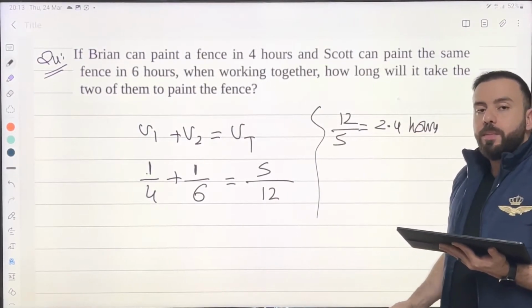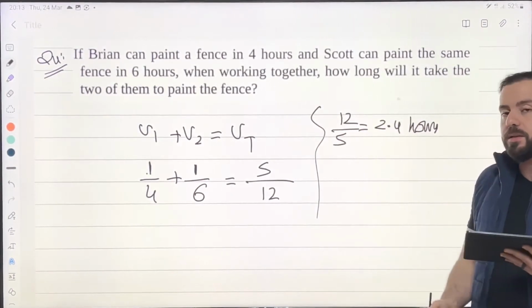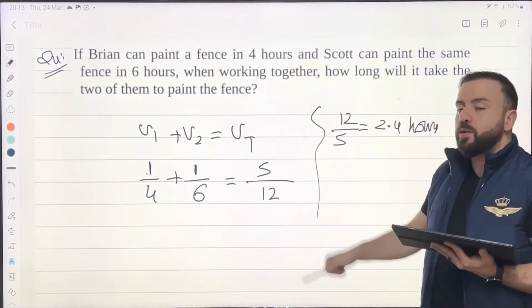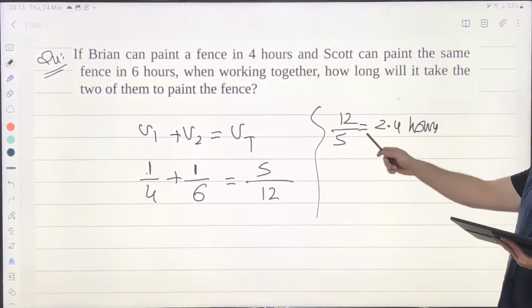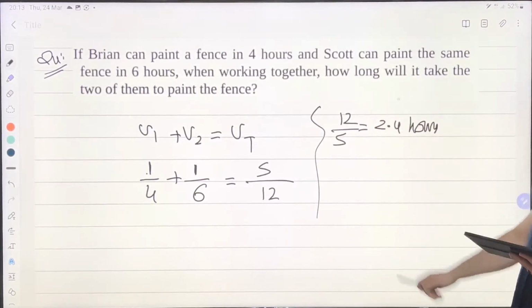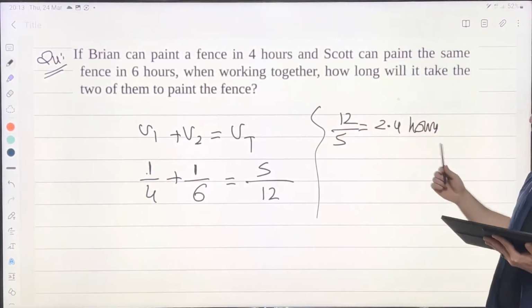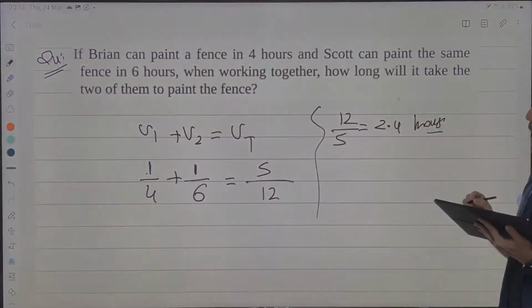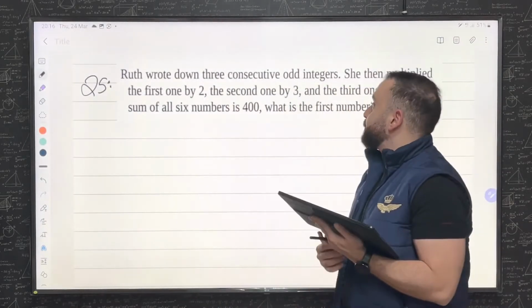12 hours. But together, if I want to get the time, I need to flip that. So the time divided by the number of fences is equal to 12 over 5, which is equal to 2.4 hours.